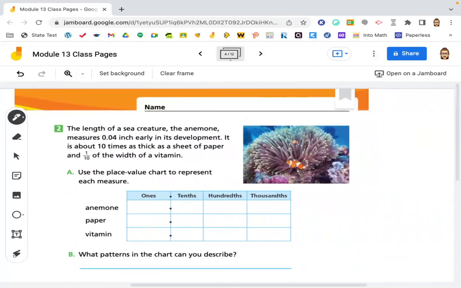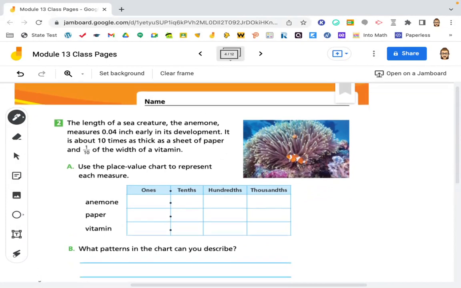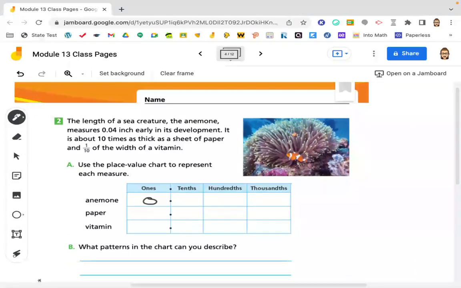So then the length of a sea creature, the anemone, measures 4/100 inch. Early in the development, it is about 10 times as thick as a sheet of paper and 1/10 of the width of a vitamin. Use a place value chart to represent each measure. Well, the anemone, it says, is 4 hundredths. It's about 10 times as thick as a sheet of paper. So that means the paper is smaller. So that means we're going this direction. So we multiplied by 1/10.